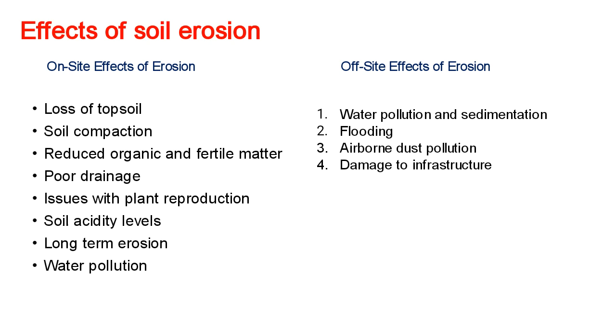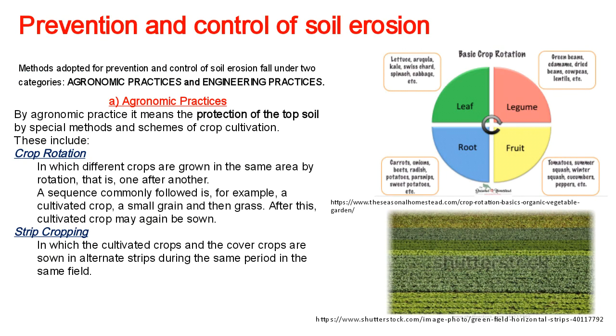Now the effects of soil erosion. What happens after soil erosion? The effects are broadly categorized into on-site effects as well as off-site effects: loss of topsoil, then soil compaction, etc. I think the description for each of these items is given in the PDF which is shared.